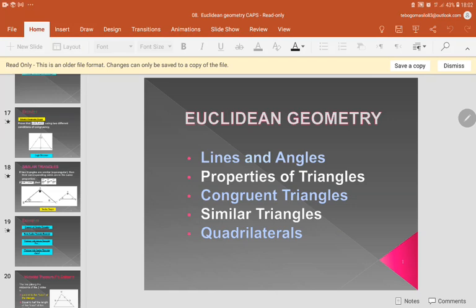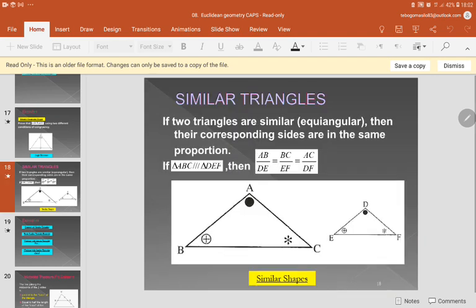Everyone, I'm going to quickly explain Euclidean geometry, but specifically similar triangles and congruent triangles. Now, for us to have an understanding of this, we need to visualize everything. So, just to shoot straight to similar triangles, it says if two triangles are similar or equiangular.